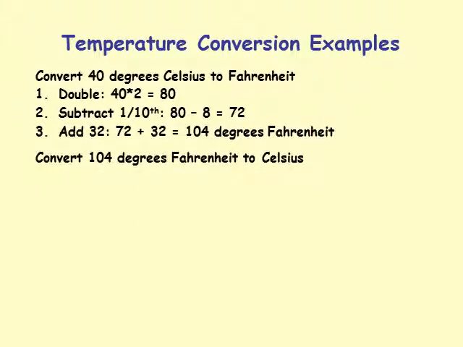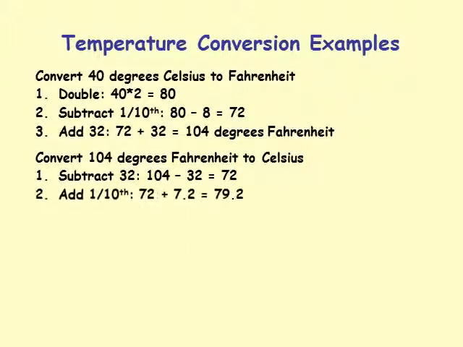Let's continue here. Now let's convert that back into degrees Celsius. The last thing we did was add 32, so first we subtract 32, which gives 72. We are doing a reversal here. Now we had subtracted a tenth, and we will add a tenth. This is an approximation. For the exact number, we should be adding a ninth.